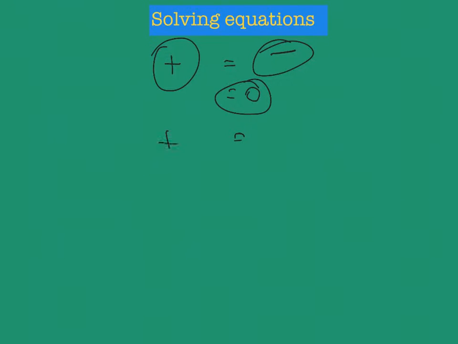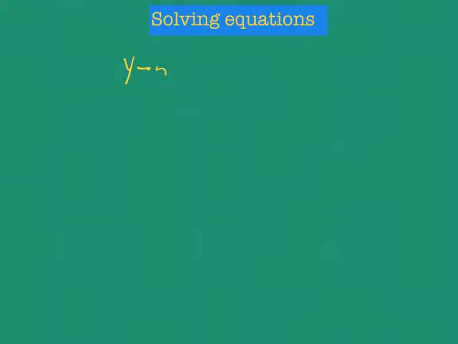For example, you couldn't have this, 2 pluses equals 1 negative. Okay, it needs to be in balance. Okay, so let's get started and you'll understand what I mean by balance. So in this first equation, we have y take 5 equals 11. Now, whatever we do to one side, we need to do to the other.